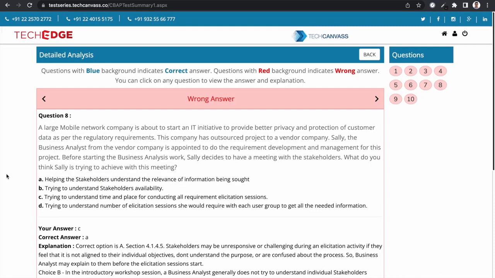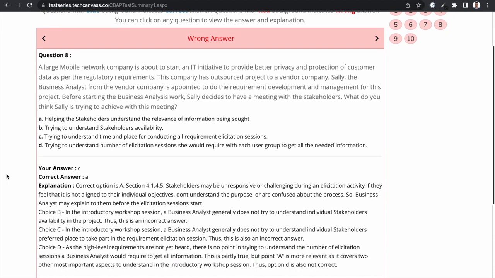Here is the justification for the answer. Well, we selected option C, which wasn't right. Let's understand what is the correct answer here. Let's go to the explanation section. So the correct answer is option A, which is Sally is trying to achieve with this meeting is that she is going to help the stakeholders understand the relevance of information being sought. So this is from section 4.1.4.5, which is from elicitation and collaboration knowledge area.